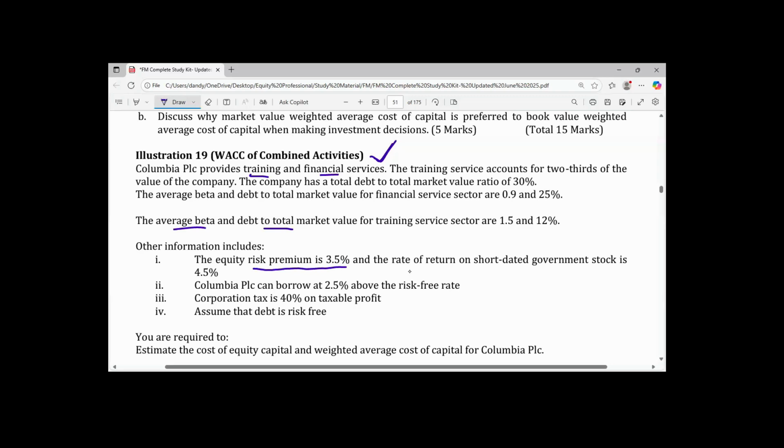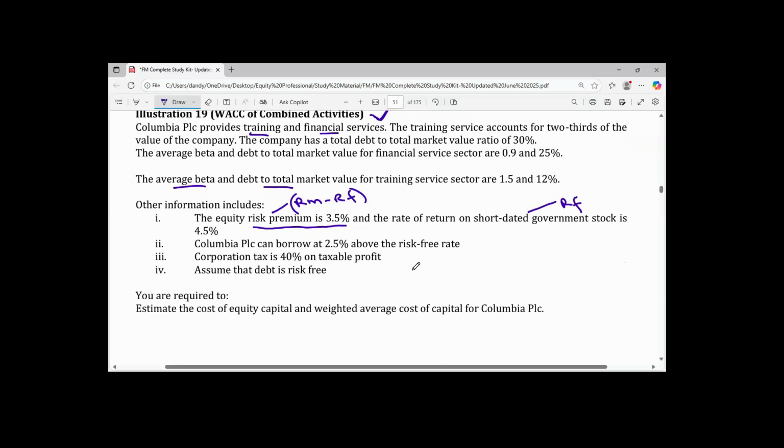2. Columbia PLC can borrow at 2.5% above the risk-free rate. 3. Corporation tax is 40% on taxable profits. 4. Assume that debt is risk-free. You are then required to estimate the cost of equity capital and weighted average cost of capital for Columbia PLC.